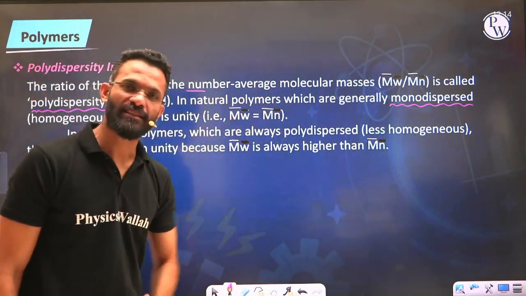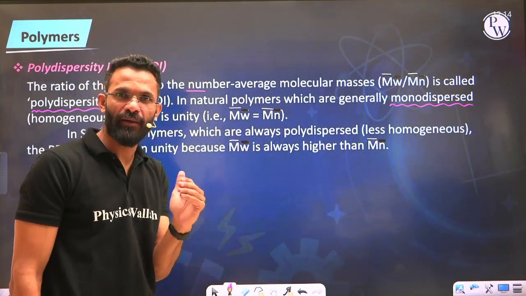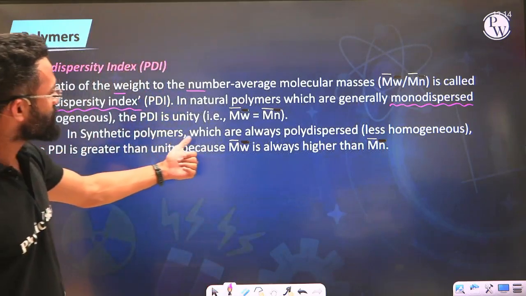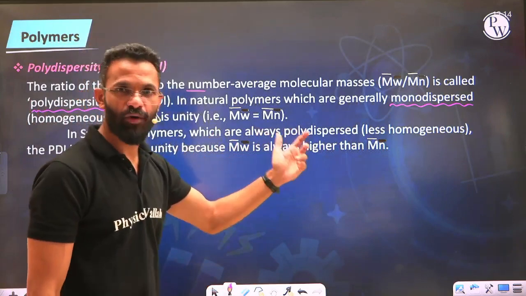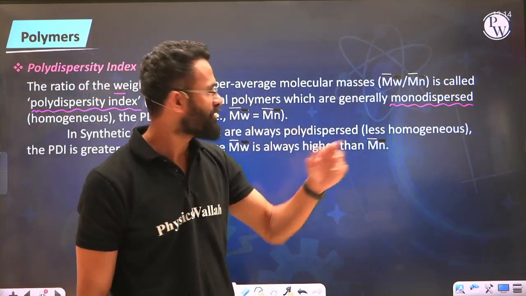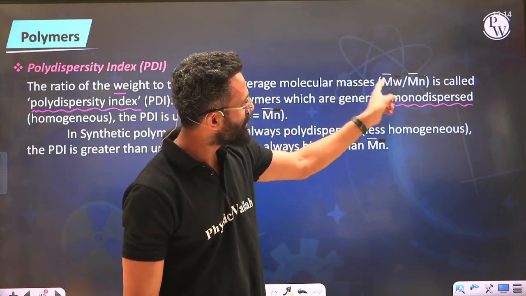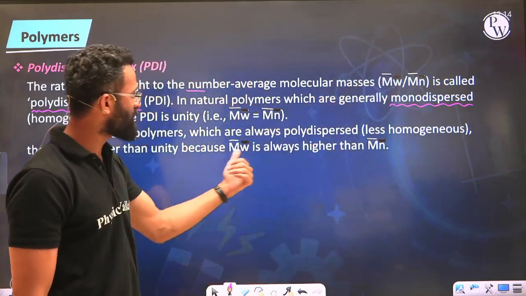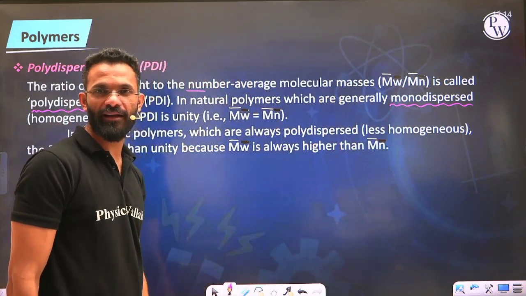But in the case of synthetic polymers, you will always find that M bar w is more than M bar n. So synthetic polymers are always polydispersed, polydispersed meaning the ratio has to be more than 1. For this ratio to be more than 1, M bar w has to be more. So in that case, M bar w is always higher than M bar n.